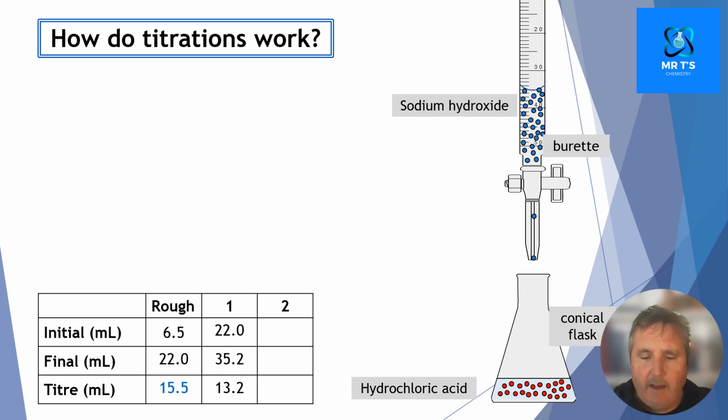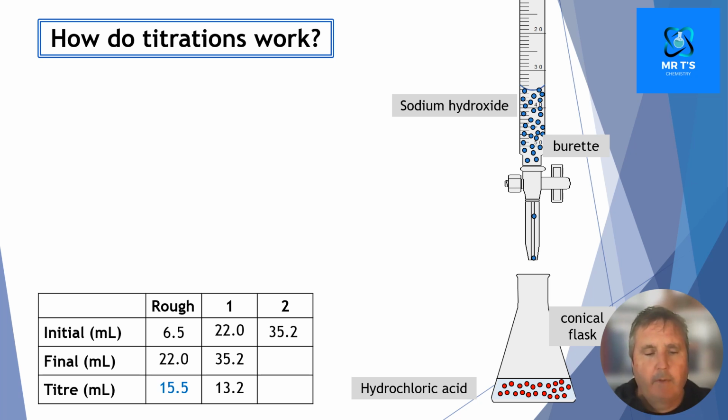If we look at the conical flask at the bottom, we can see the concentration of the hydrochloric acid is represented by the density of the particles in the volume here. And the same with the concentration of the sodium hydroxide in the burette at the top. Now, when I add any of this sodium hydroxide, a sodium hydroxide particle reacts with a hydrochloric acid particle, neutralizes it, and we won't see it anymore.